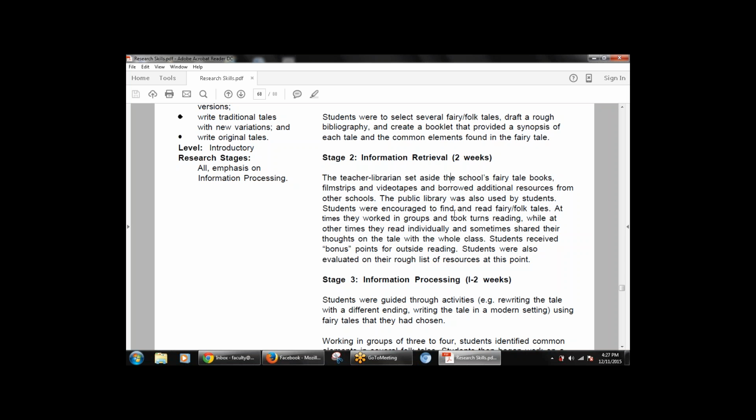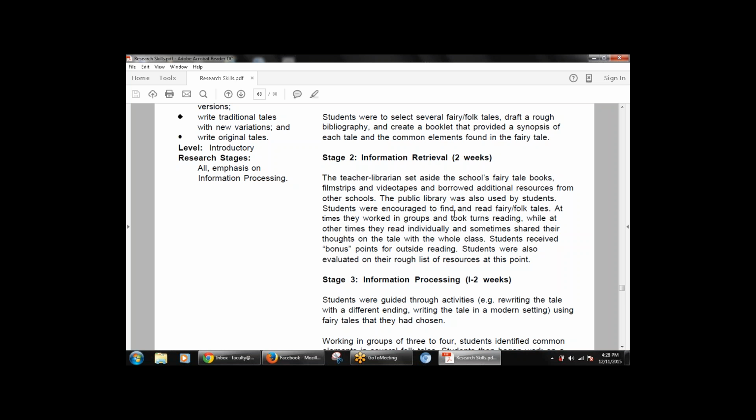At times they work in groups and take turns reading, while at other times they read individually and sometimes share their thoughts on the tale. That means they are gathering information from other schools, from video strips and filmstrips, and borrowing additional resources from other schools. Whatever they are doing is information retrieval.